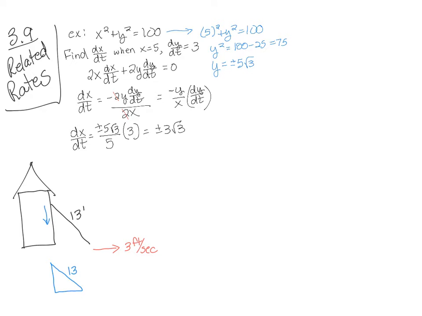Because the base is being pulled away from the wall, this distance is changing. So that is a variable value. And because as the base is being pulled away, the top is pulling down, that makes this a variable value. And we see an equation implied here because it's a right triangle. We have the Pythagorean theorem.